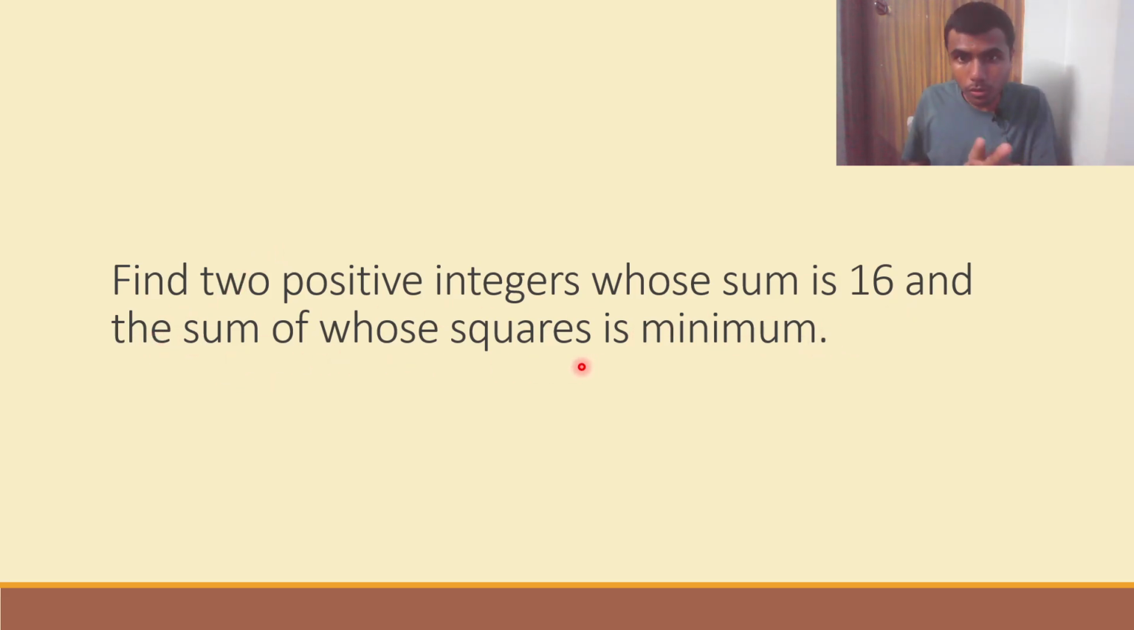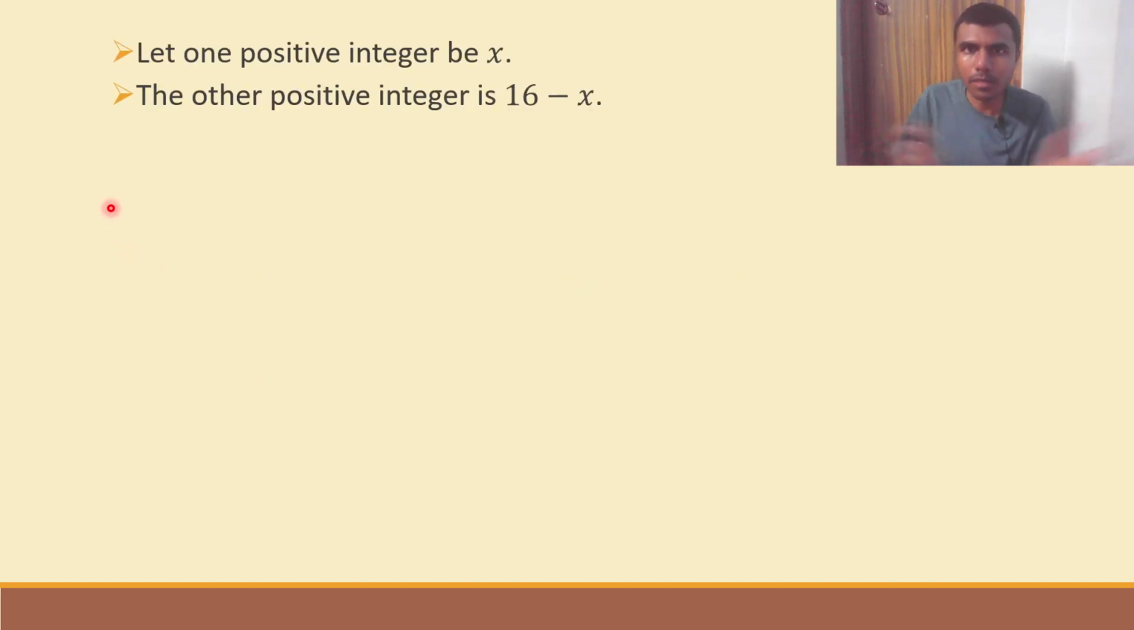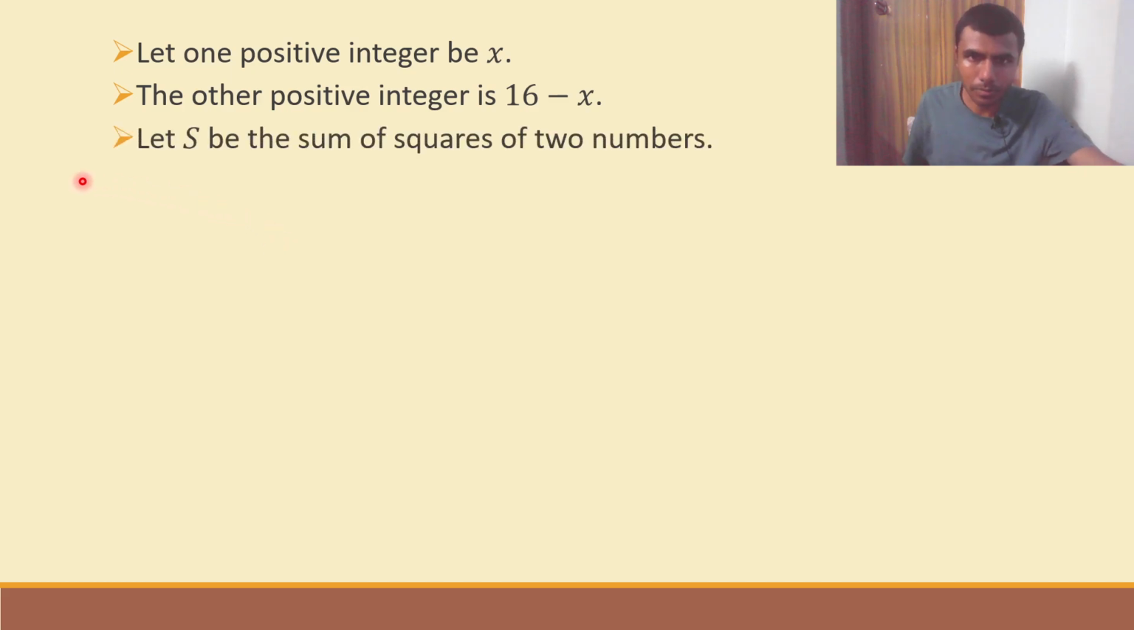And the sum of whose squares is minimum. Minimum we'll see next. We need to first see the sum of whose squares. Sum of squares of what? Sum of squares. That means first we have to square the two positive integers and add them. So I'm going to take s as the sum of squares of the two positive numbers. Let s be the sum of squares of two numbers.